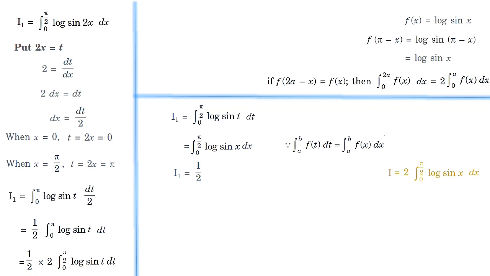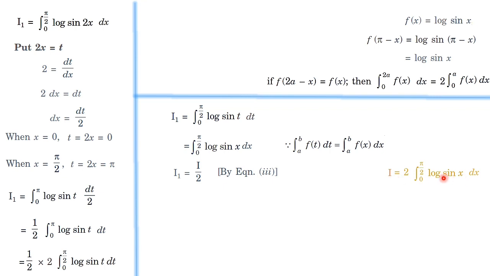That means 0 to pi by 2 log sin x we want. These two we can bring down. That means I by 2. That's what it is written. I1 is equal to I by 2, it is written. So by equation number 3, which we have marked in the previous slide, this is the one.